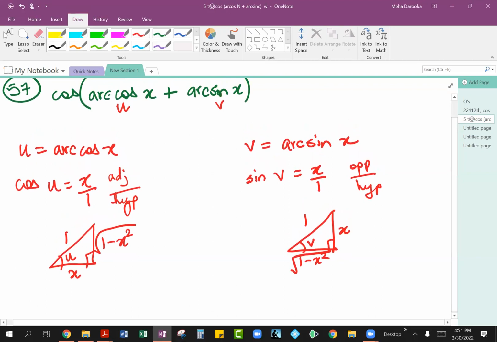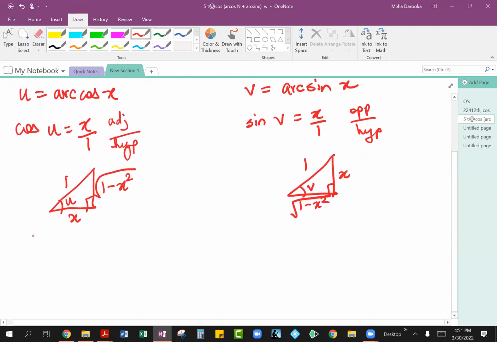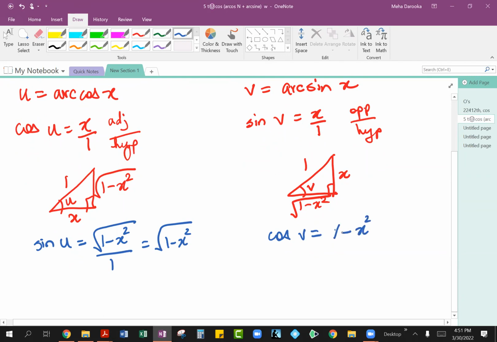Okay, so now we have cosine of u. Based on that, we can calculate sine of u for this one. So sine, of course, is going to be opposite over hypotenuse, which will, of course, just come out to be square root of 1 minus x squared. Since you were given sine of v, we will need to find cosine of v for this guy. So that will be adjacent over hypotenuse, which as you will see again comes out to be the same value as the other one.